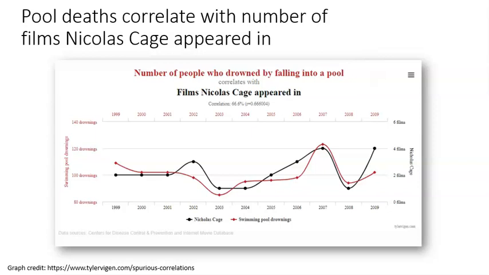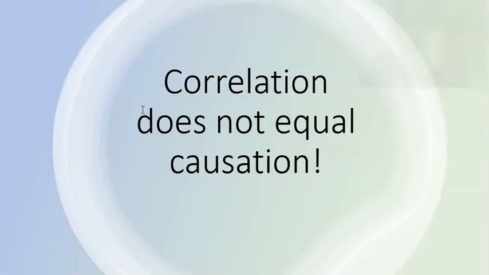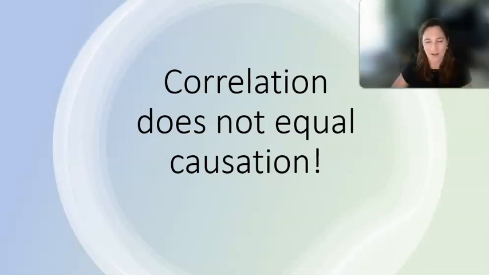And if you want some amusement, you should Google spurious correlations. So this person, Tyler Vigen, goes and just mines incredible amounts of data just to find random correlations. So I hope this really drives home the point that correlation does not equal causation. When we see two variables correlating, we can say that there may be a relationship there, right? But we can't say that one is causing the other. So correlation does not equal causation.